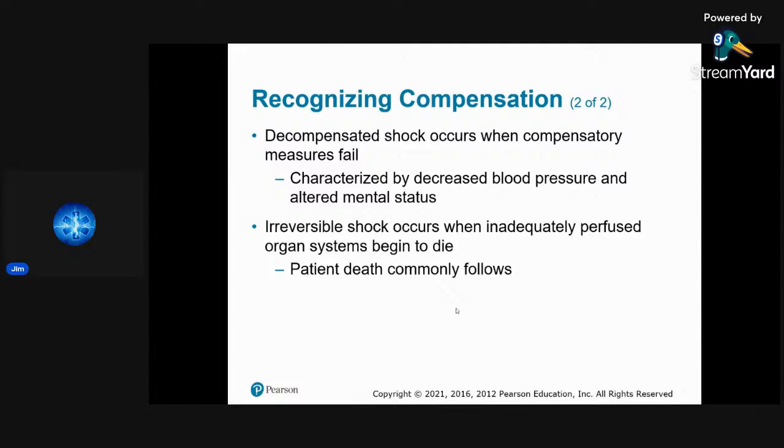Irreversible shock occurs when inadequately perfused organs start to die. Patient death commonly follows. One of the biggest signs to know that we're moving into this state is our heart rate will start dropping. Our blood pressure's already dropped. Now our heart rate's dropping.